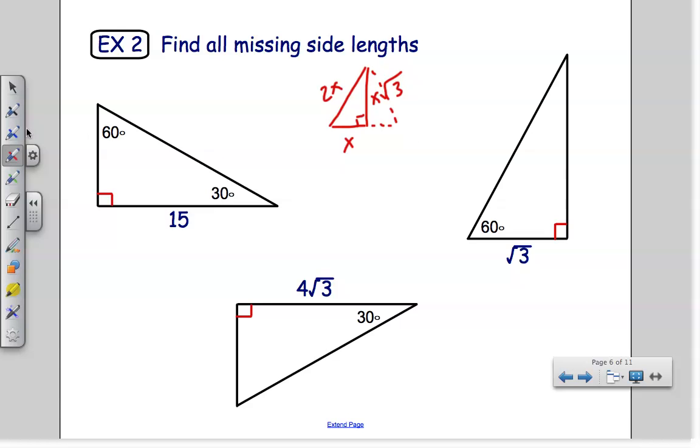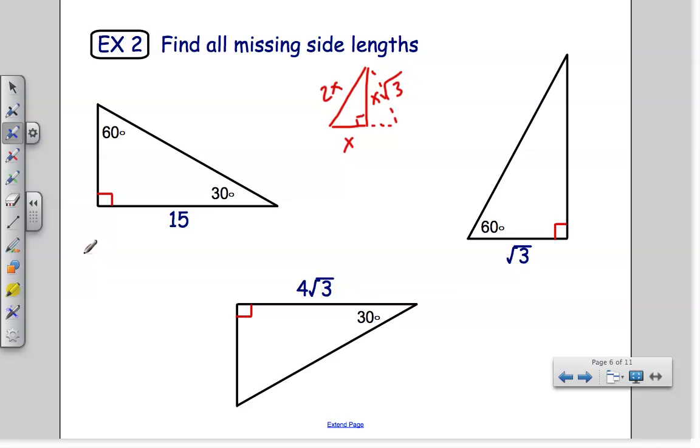Let's use that to solve this one first. Actually, this might be our trickiest one, because if you notice, 15 is actually the length of the longer leg. And first, I want to go back to the short leg. That's always the first one you find if you don't have it. Now, if you have the long leg and you're going back to short leg, since you would go times square root of 3 to get long leg, we undo that by dividing by square root of 3.